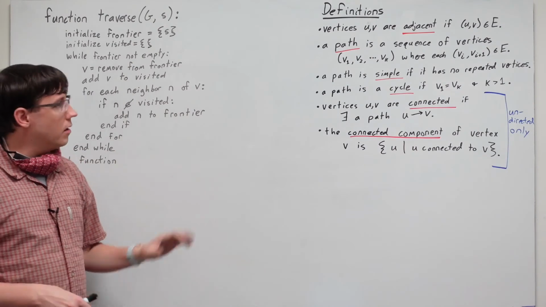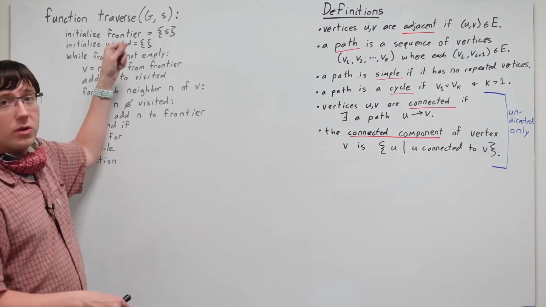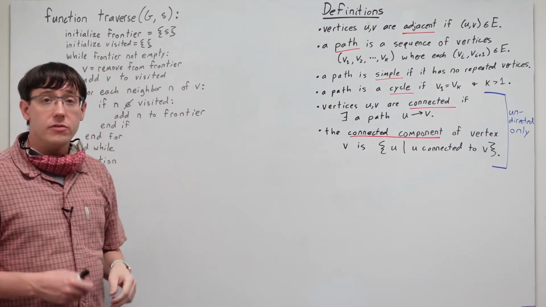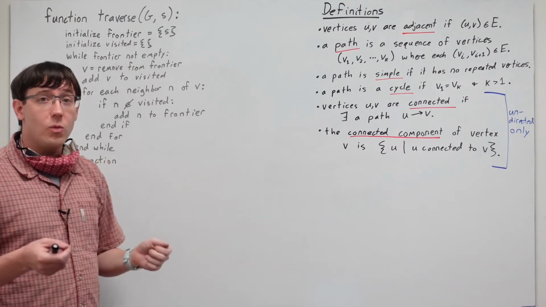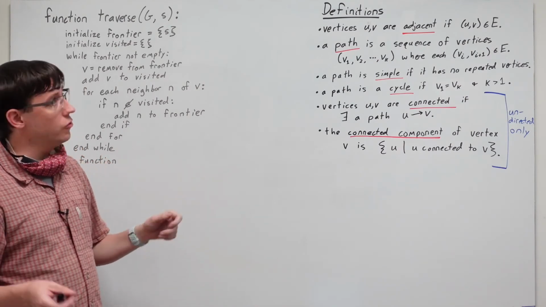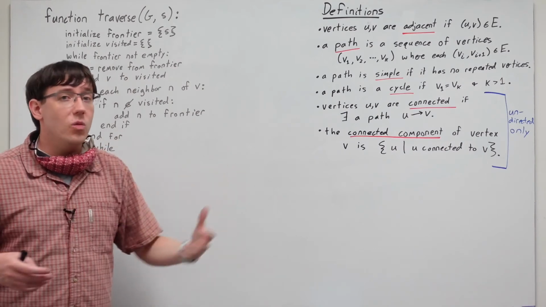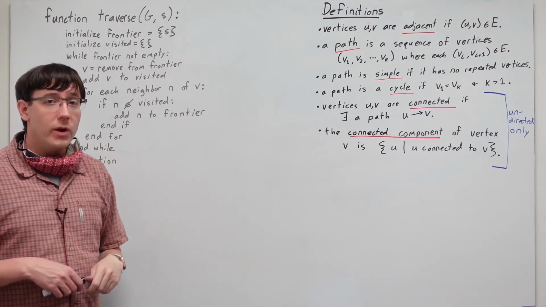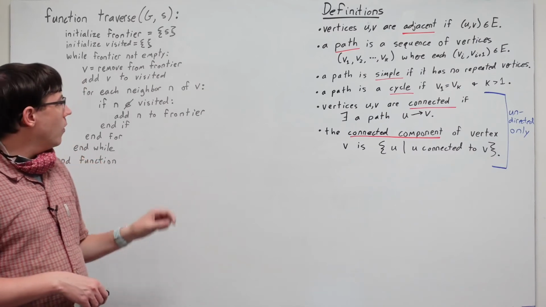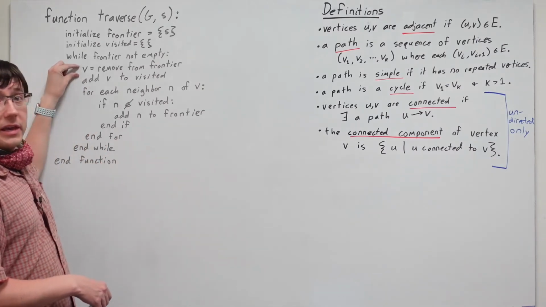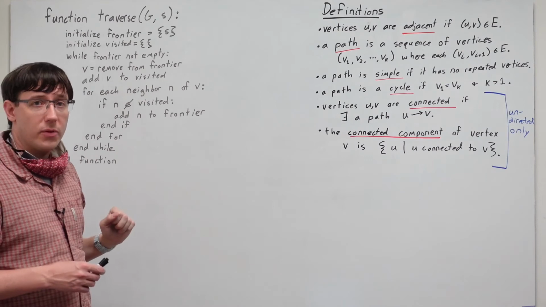So the goal of this algorithm is to eventually visit all of the vertices that we can get to by traversing edges starting from S. But the order in which we visit the vertices will depend on how we perform the remove from frontier operation.